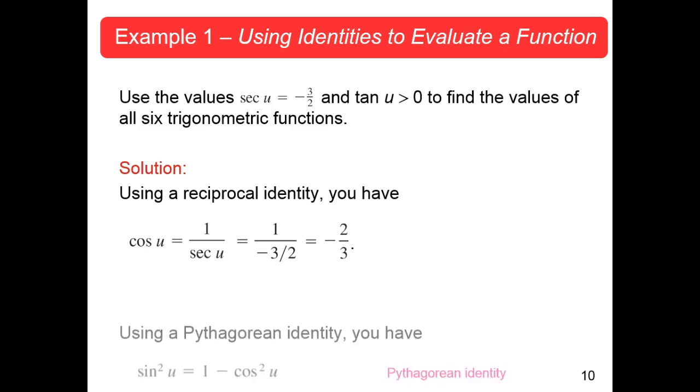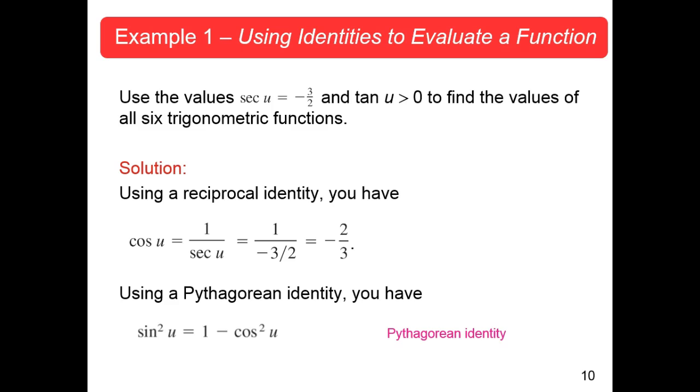Okay, the next one, they're going to use the Pythagorean identity. And they use sines and cosines. Sine squared is equal to 1 minus cosine squared. We already knew cosine squared. That would be 4/9. So this would be 1 minus 4/9 is 5/9. Okay, so that means sine would have to be square root of 5 over 3. But plus or minus, that's what we don't know yet. Or we knew, but they didn't handle it yet.